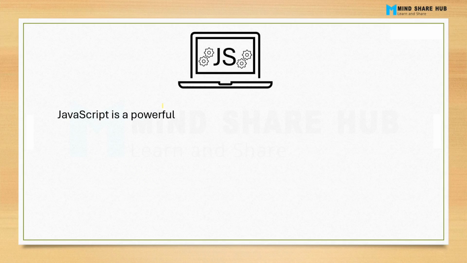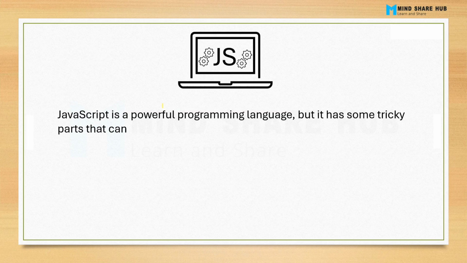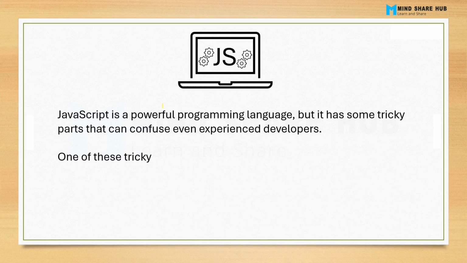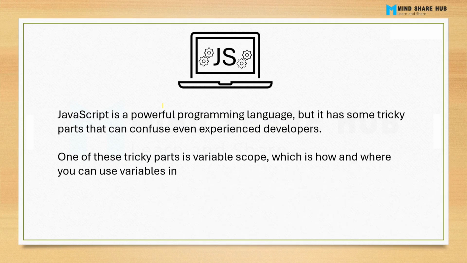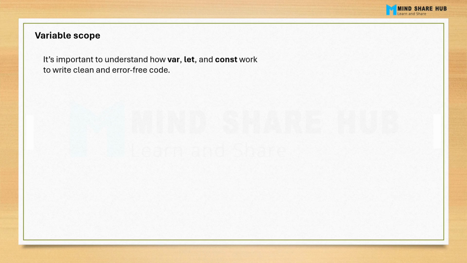JavaScript is a powerful programming language, but it has some tricky parts that can confuse even experienced developers. One of these tricky parts is variable scope, which is how and where you can use variables in your code. It's important to understand how var, let, and const work to write clean and error-free code.